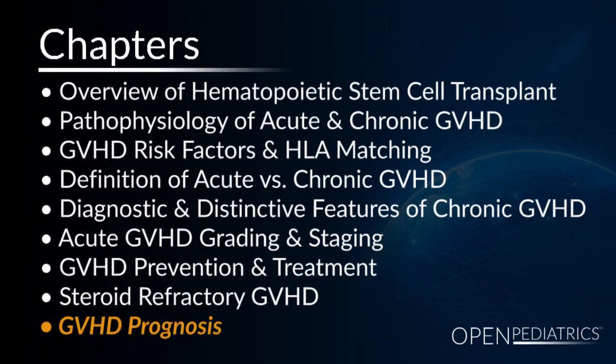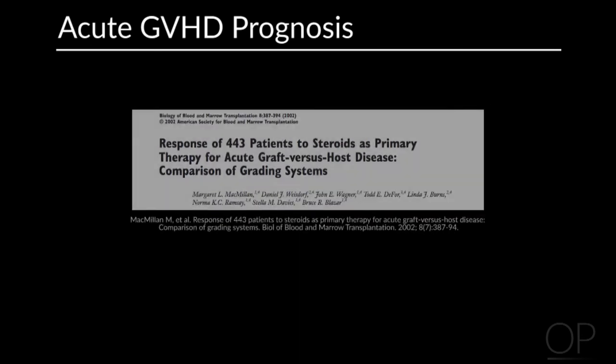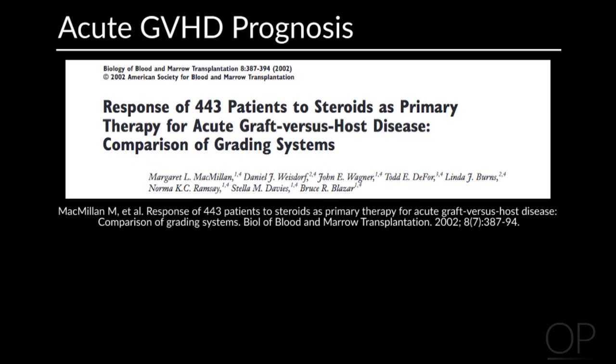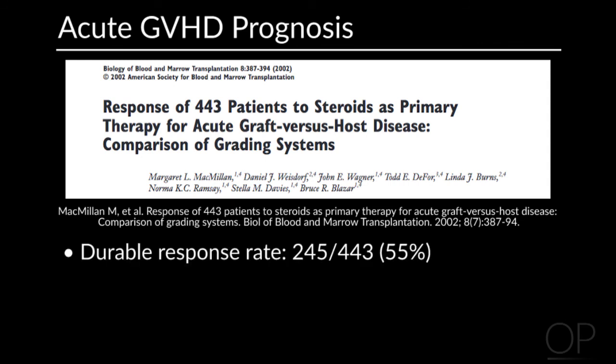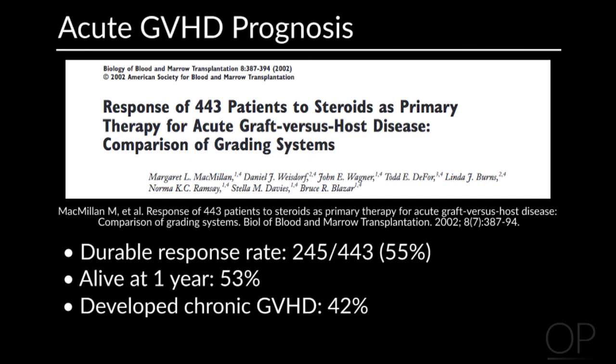GVHD prognosis. Acute graft-versus-host disease, what is the prognosis? So this is old experience, and we think we're doing a little bit better now. In the early days of transplant, the team at the University of Minnesota looked at 443 patients. 245 of those patients, so 55% of the patients with acute GVHD, had a durable response. 53% were alive at 1 year, and 42% went on to develop chronic graft-versus-host disease.